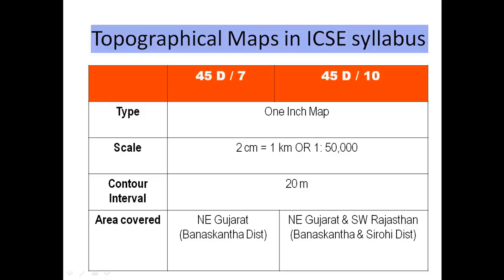There is a comparison between the 45D7 and D10 topo sheets. The type is 1 inch map. The scale is 2 cm equal to 1 km. The contour interval minimum is 20 meters, maximum is 100. The area covered is Northeast Gujarat, and for D10 it is Northeast Gujarat in Rajasthan, Southwest Rajasthan.